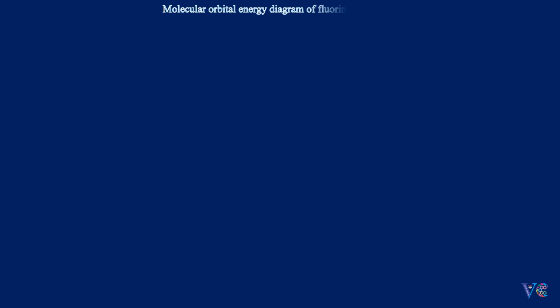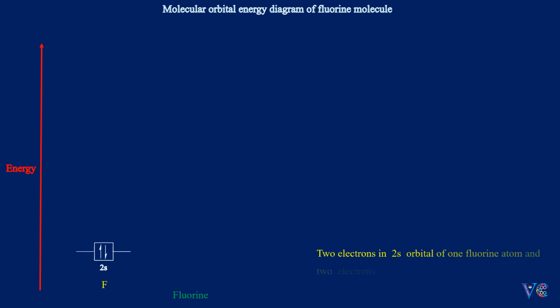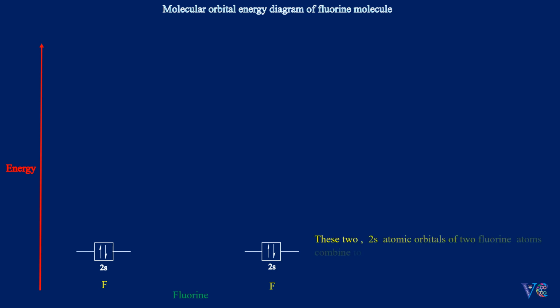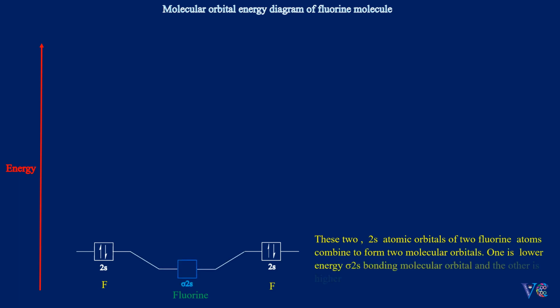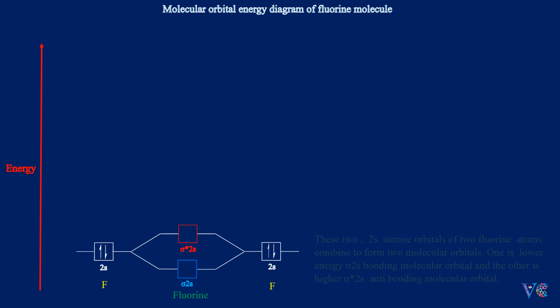Molecular orbital energy diagram of fluorine molecule. Electronic configuration of fluorine is 1s2, 2s2, 2p5. Molecular orbital energy diagram of fluorine is shown from 2s level. 2 electrons in 2s orbital of one fluorine atom, and 2 electrons in 2s orbital of another fluorine atom. These 2s atomic orbitals of 2 fluorine atoms combine to form 2 molecular orbitals. One is lower energy sigma 2s bonding molecular orbital, and the other is higher energy sigma star 2s antibonding molecular orbital. 2 electrons are first filled in sigma 2s bonding molecular orbital, and then into sigma star 2s antibonding molecular orbital.